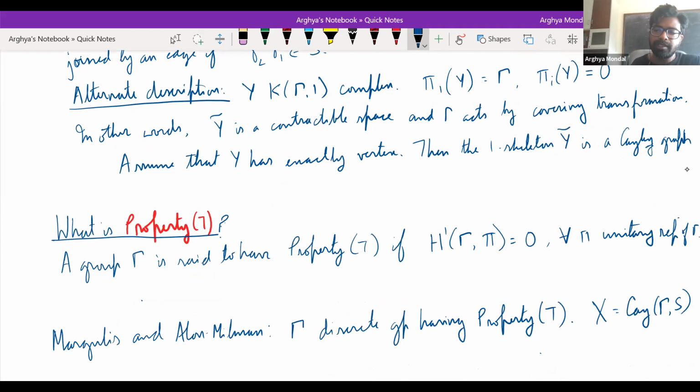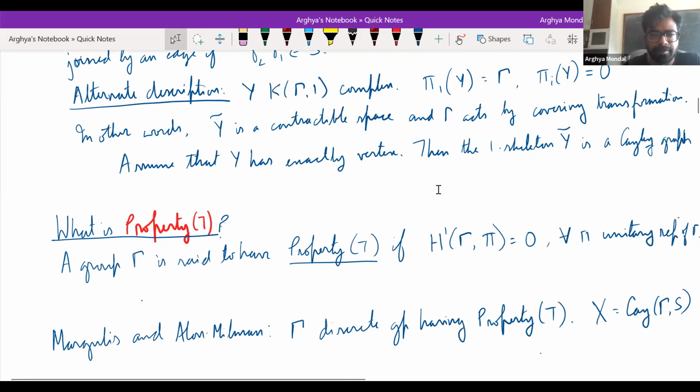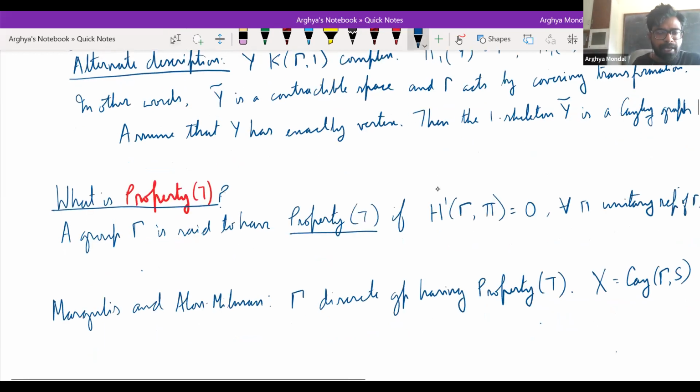And so this in fact has a nice geometric interpretation, which is that if I look at any isometric affine action of gamma on any Hilbert space, then it must have a fixed point. So this is the same as the vanishing of the first cohomology. And then let me tell you what is the construction.